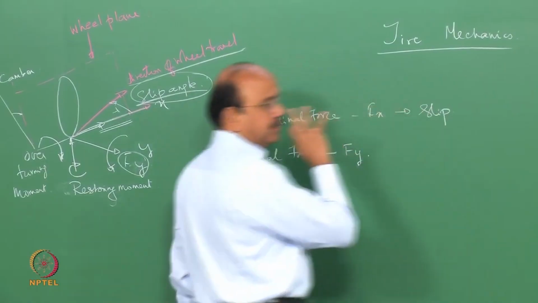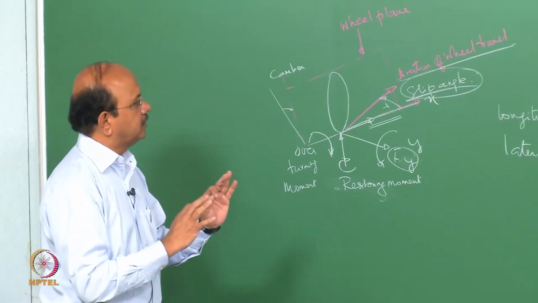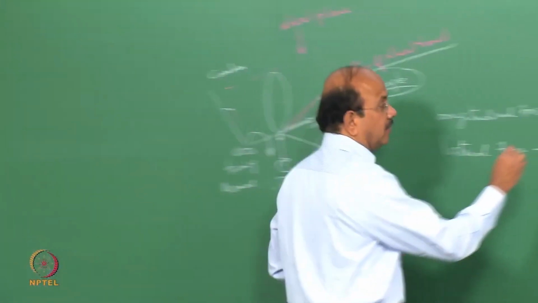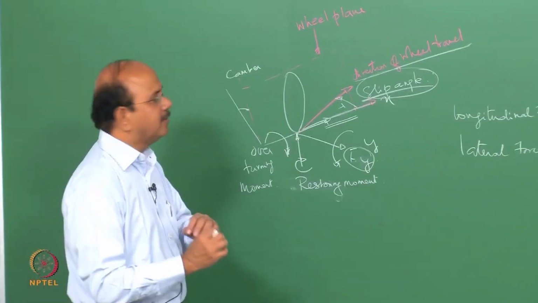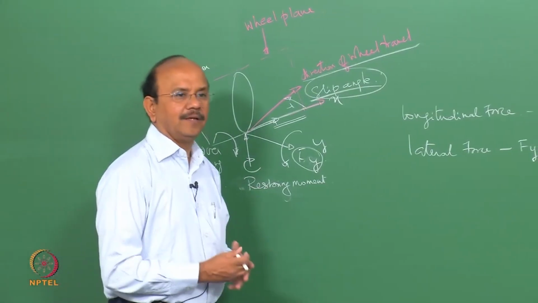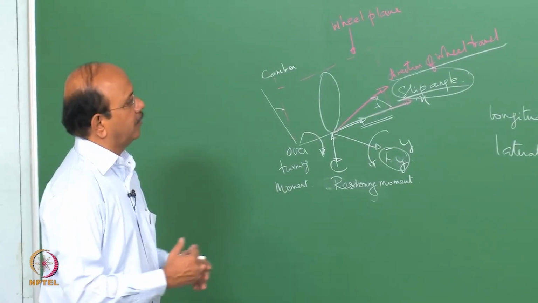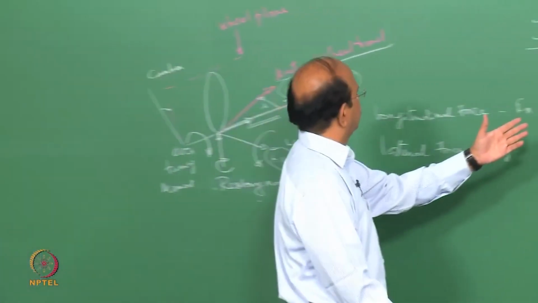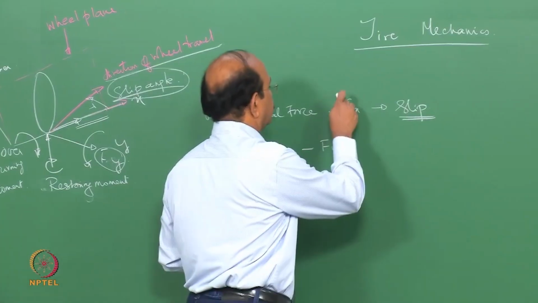We will define all these things carefully. The longitudinal force is the result of what is called slip. Very interesting, when there is slip, a longitudinal force is produced. When I say that, it really sounds rather oxymoronic: that when you slip, there is a longitudinal force developed. How is that? That's what we are going to see.